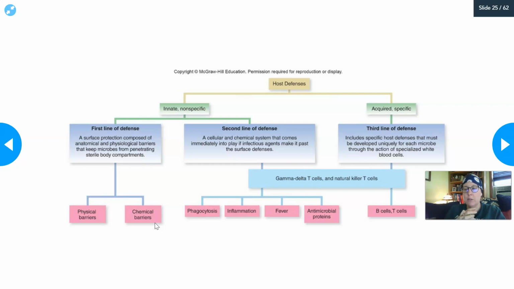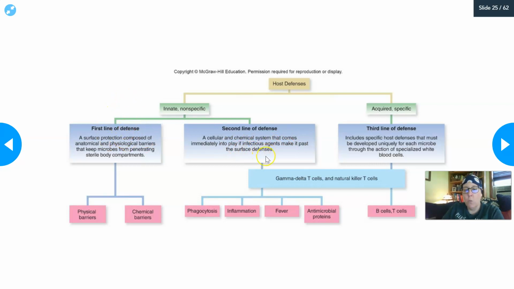A chemical barrier: there are a lot of enzymes, for example, in your tears, in saliva, and in mucus that are there to attack and break down any kind of bacteria that would get in those areas. Okay. The second line of defense is cellular, so there are some cells here, and chemical systems that come immediately into play. That's the idea: they're the first responders to an infection, if an infectious agent has made it past your first line of defense.